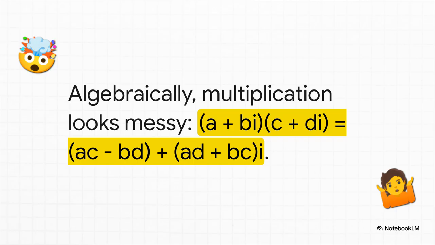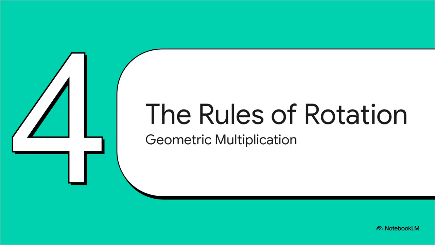Multiplication, though, well, algebraically, it looks like this. It's kind of messy, right? It works, sure, but it doesn't give you any real gut feeling for what's actually happening. There has to be a better, more elegant way to think about this. And guess what? There is. The secret to really understanding complex multiplication isn't hiding in the algebra at all. It's in the geometry, and it's all about rotation.